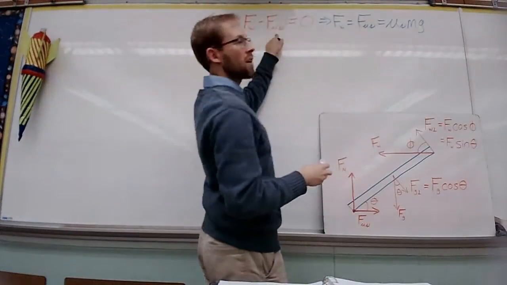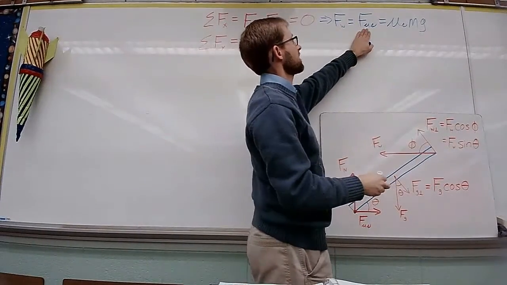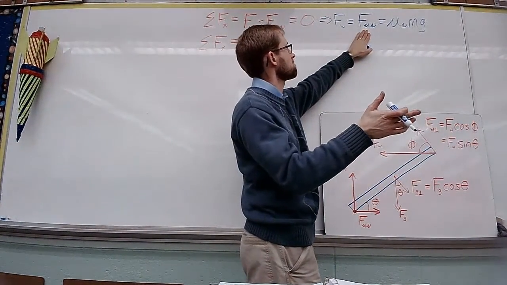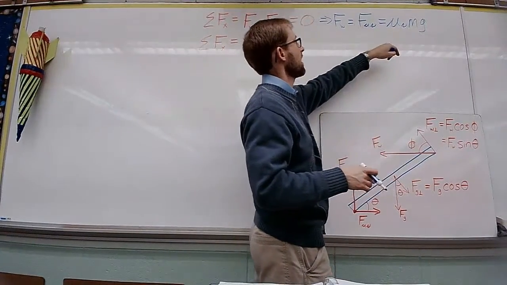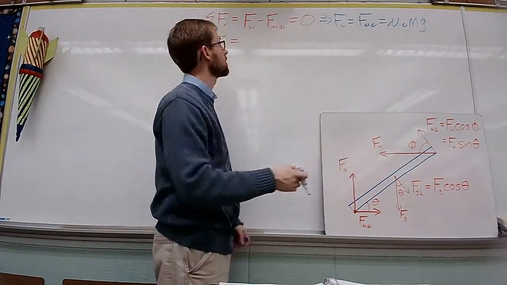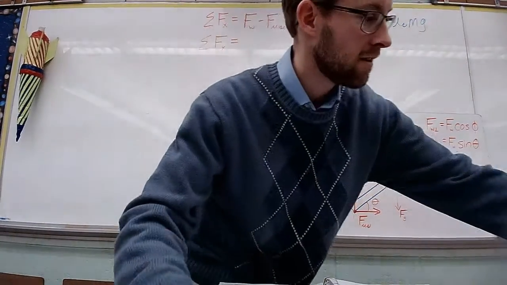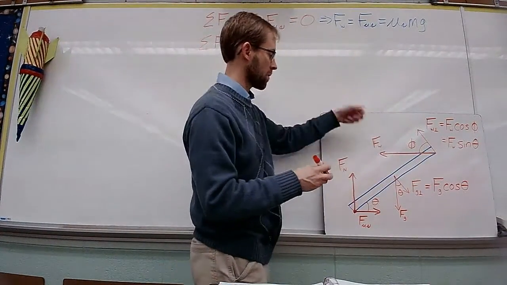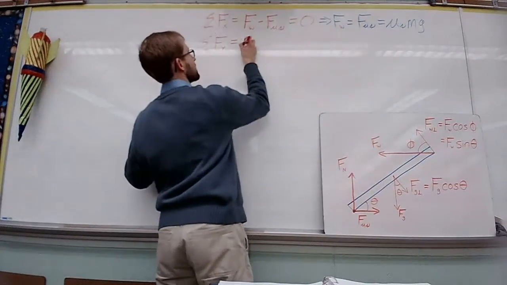So force of the wall is equal to force of static friction, and static friction is just normal force times coefficient of friction. And in this case, normal force is just mg because it's just sitting there. In terms of the vertical stuff, we have a normal force up, we've got gravity down, and that's all there is to that.